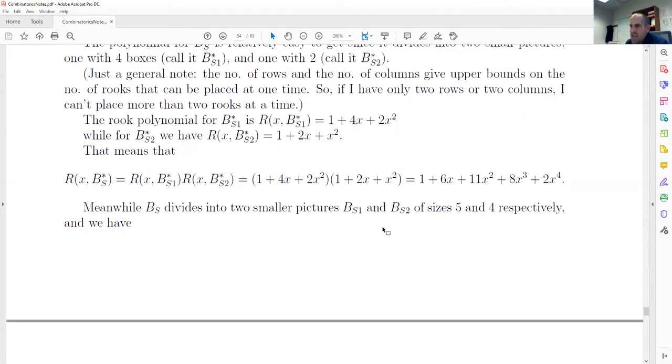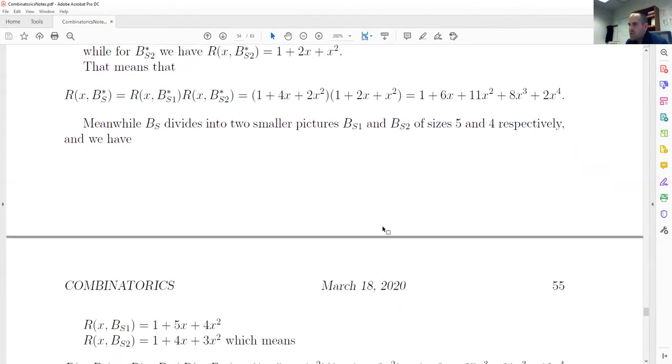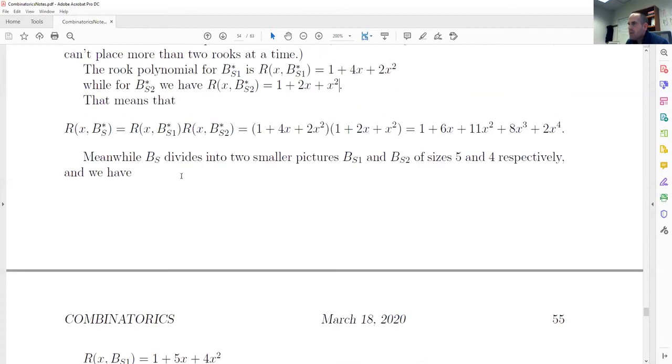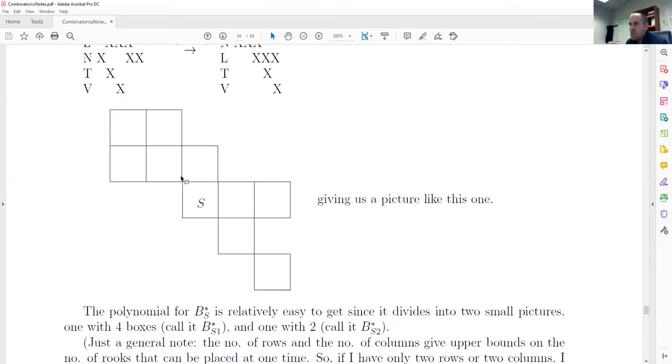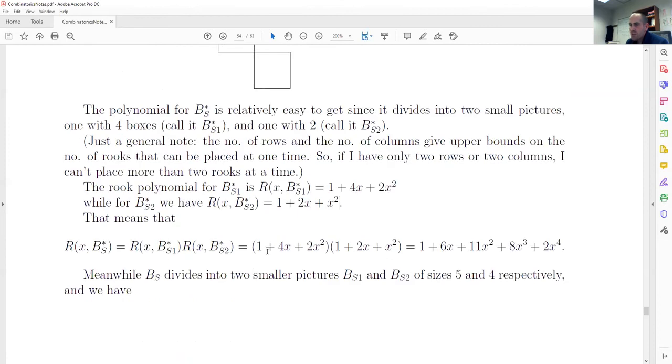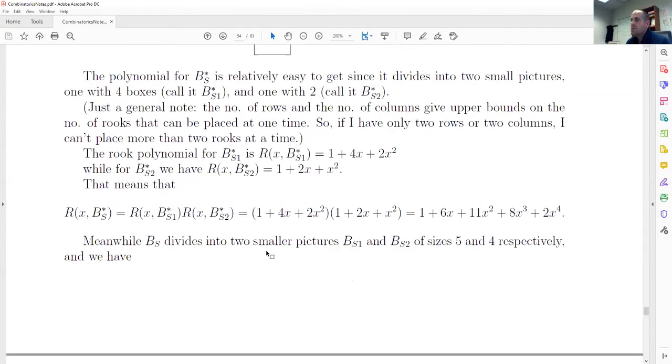So meanwhile, BS divides into 2 smaller pictures, BS1 and BS2, of sizes 5 and 4 respectively. Yeah, so that's what I mean. BS1 is the board S1 without S, and BS2 is those 4 squares right there. That's what I'm talking about, okay?